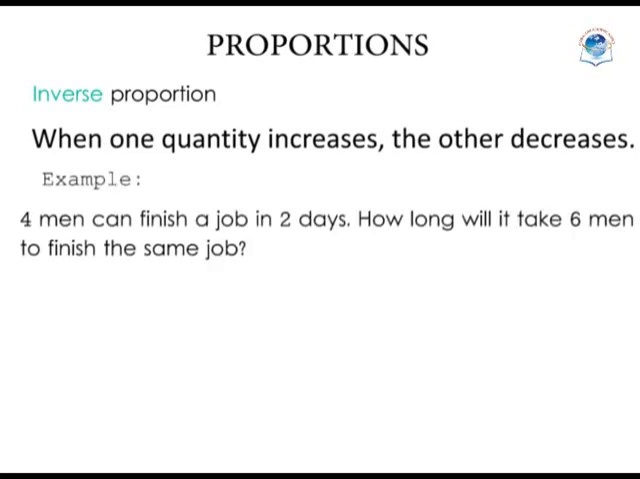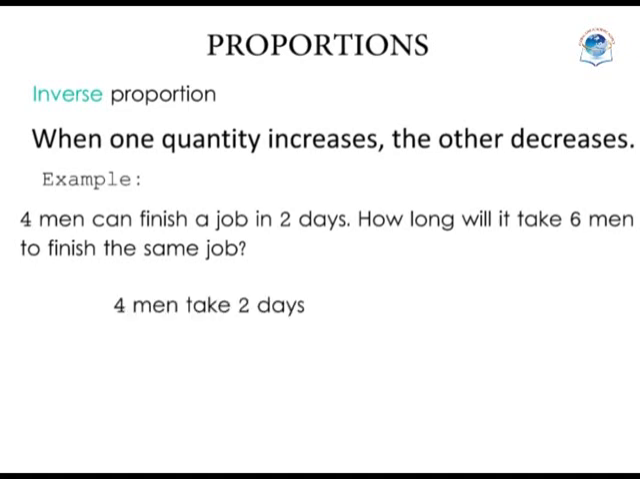For example, 4 men can finish a job in 2 days. How long will it take 6 men to finish the same job? The 2 items here are the number of men and the number of days taken. In this case, increasing the number of men will surely decrease the number of days, and so they are inversely proportional. In this case, we work differently.